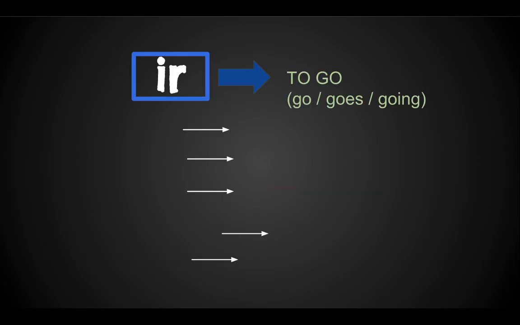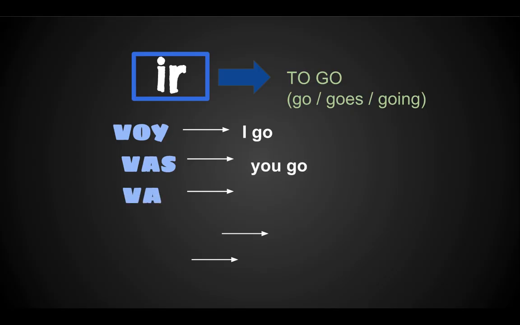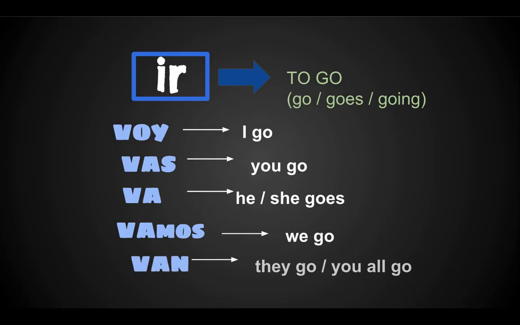The verb ir means to go. Could be translated as go, goes, or going. Here are the different forms. I go, voy. Vas, you go. Va, he goes or she goes. Vamos, we go. Van, they go, or you all go.